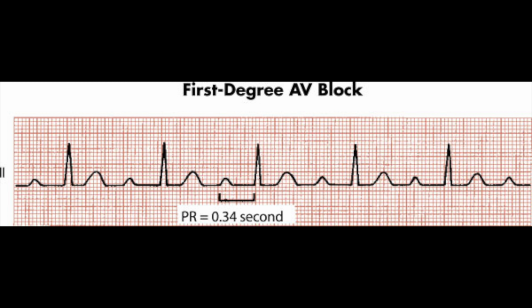First-degree AV block is indicated on the ECG by a prolonged PR interval. The PR interval is normally between 0.12 and 0.20 seconds. A PR interval consistently longer than 0.20 seconds, or greater than 5 small boxes, indicates a first-degree AV block.